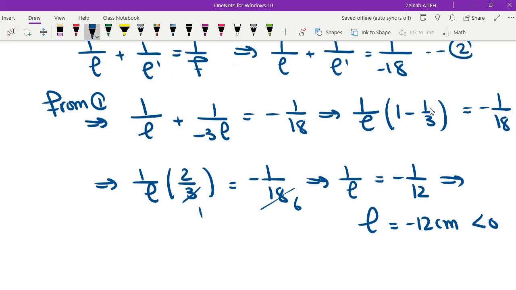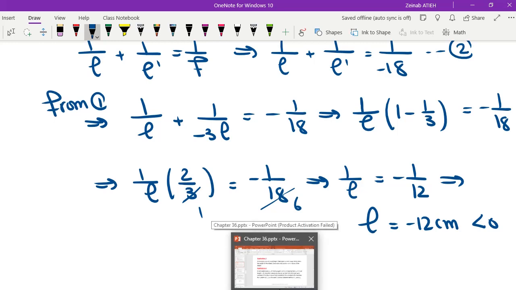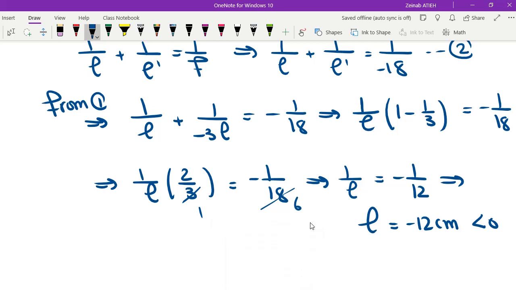So in this problem he was asking about the nature and the position of the object. As we said, the object's nature is a virtual object, and its position is 12 centimeter, or minus 12 centimeter, from the optical center of the lens. So it's a virtual object as we expected. I will repeat: when the object is real for a diverging lens, the image is always virtual. When the image is real, it is impossible for the object to be real; the object must be virtual.